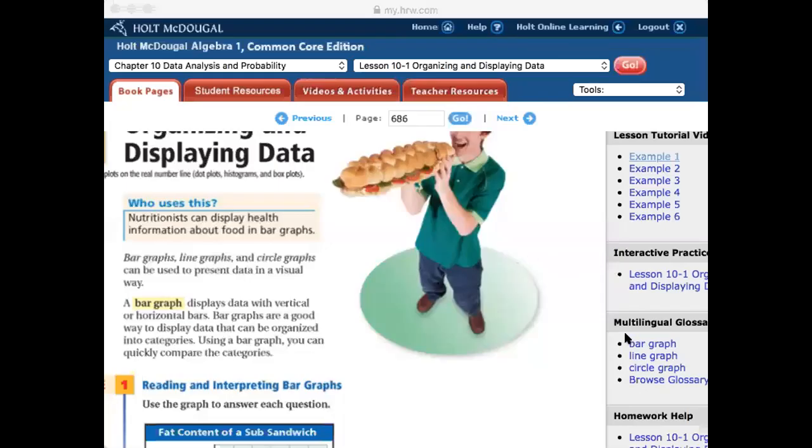Okay, girls, back to our book. Now you can see the book, right? Right, girls? You can see the book.